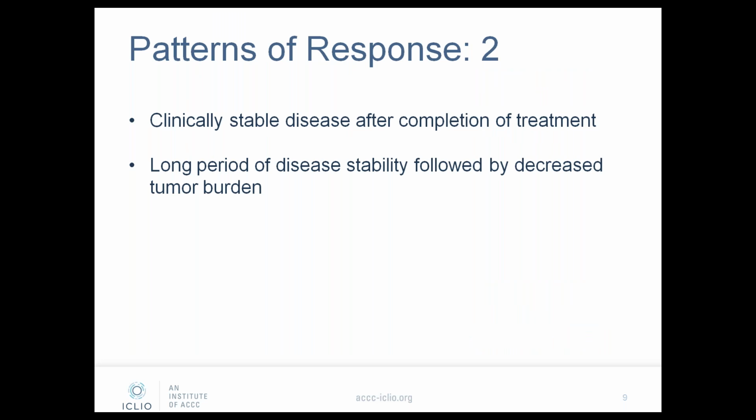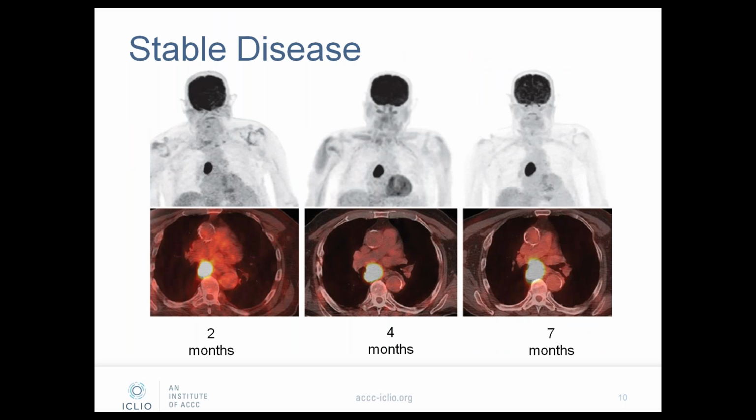The second pattern of response that we see is clinically stable disease after completion of treatment. And this can have a long period of disease stability followed by decreased tumor burden. This is an example of stable disease where, in the 3 images moving from left to right, the bright black dot in the center of the image is an enlarged lymph node, which is hypermetabolic, and over the course of several months doesn't change. So we would call that pattern response to clinically stable and imaging stable disease.